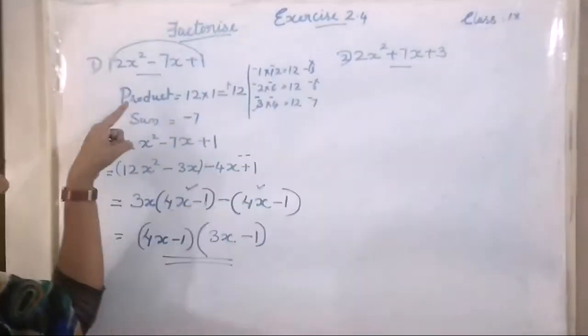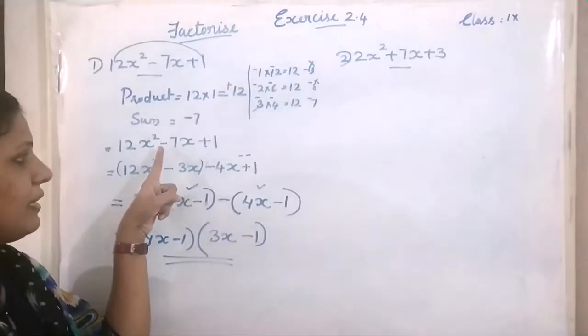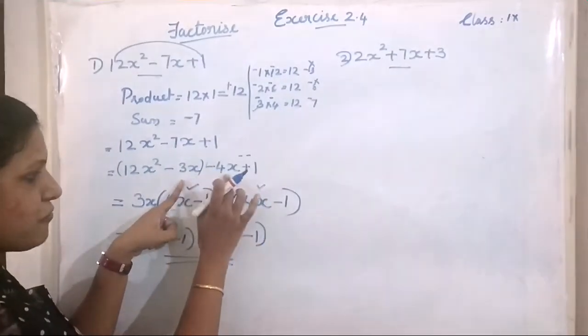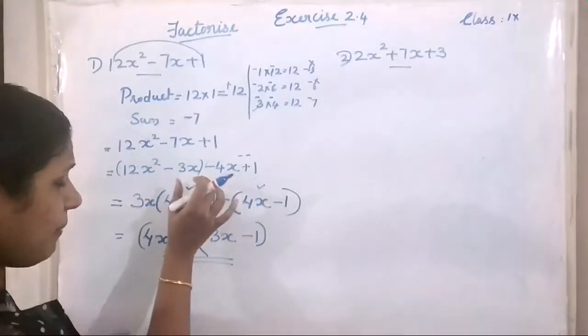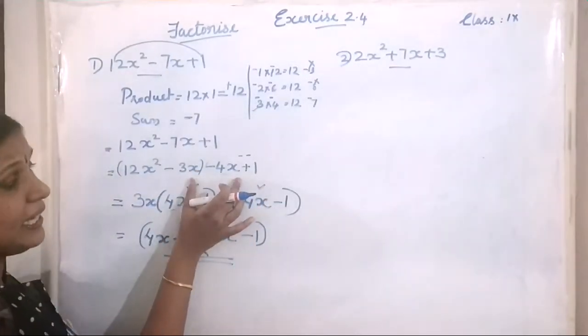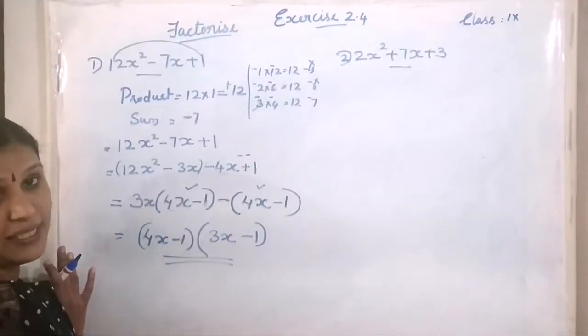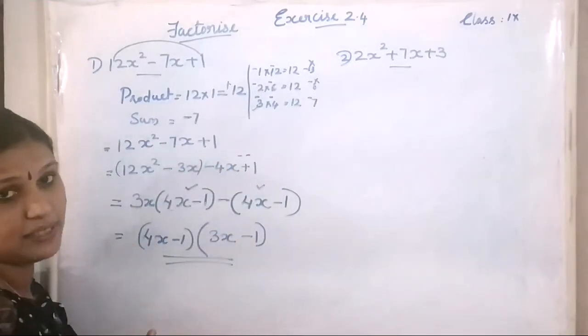Okay. Then next step is again we write the question. Instead of this minus 7x, we put the minus 3 and minus 4. That is minus 3x minus 4x. And next we categorize these terms into two categories, the first part and the second part.